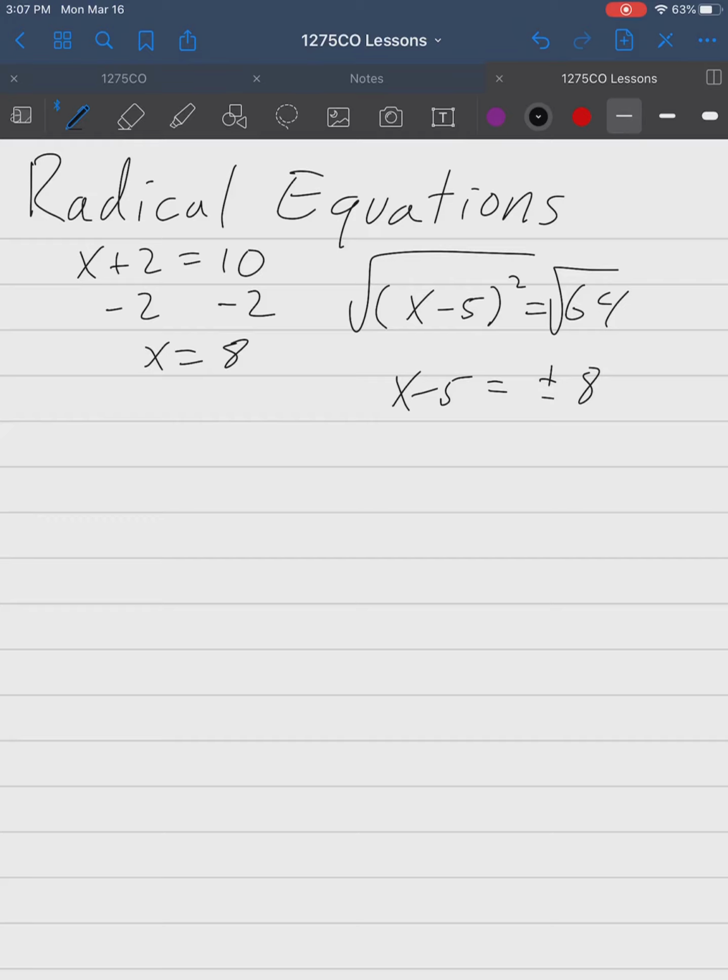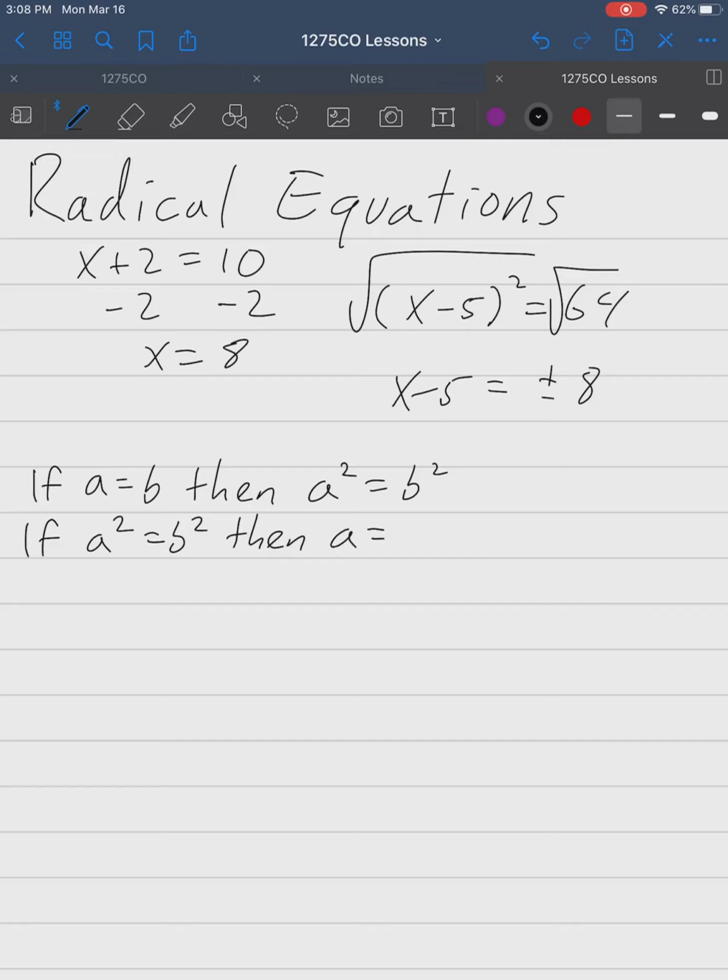Now we're going to talk about something else, which says that if a is equal to b, then it stands to reason that a squared is equal to b squared. And we can flip this around: if a squared is equal to b squared, then a is equal to either b or a is equal to negative b. And the second thing here was the square root property. But the first thing here, number 1, is just a squared property.